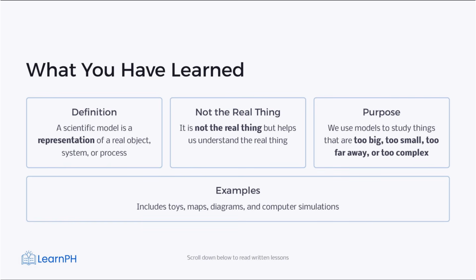While not the real thing, it aids in understanding. Models are crucial for studying phenomena that are too big, small, distant, or complex. Examples include toys, maps, diagrams, and computer simulations, each serving to simplify and clarify intricate concepts.